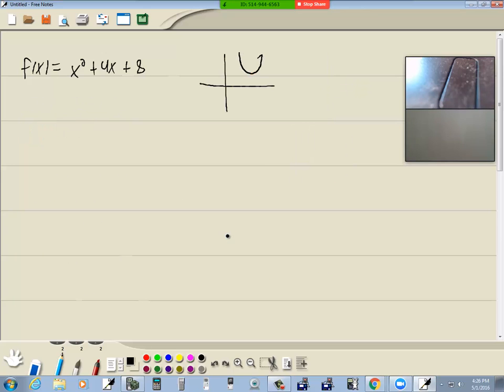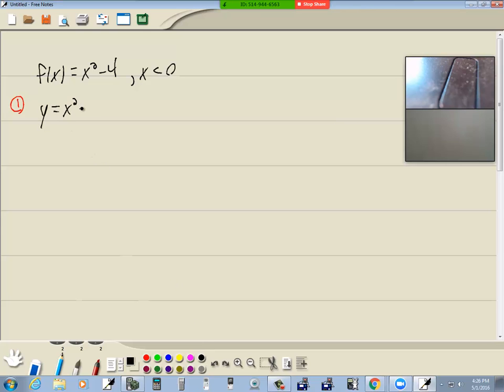Now this other one, if we have f of x is equal to x squared minus 4, where x is less than 0, and it's asked us to find the inverse. Our first step is to replace f of x with y. So we got y is equal to x squared minus 4. Step 2 is to interchange your x and y, swap them. So we got x is equal to y squared minus 4.